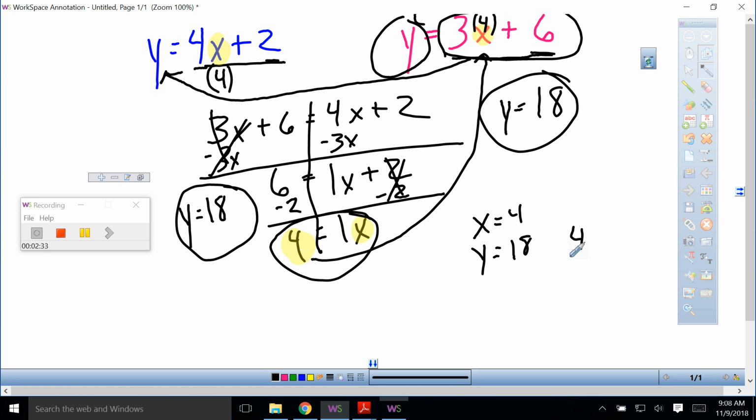So your coordinate pair where those two lines would cross would be 4, 18 if you were to graph those two lines.